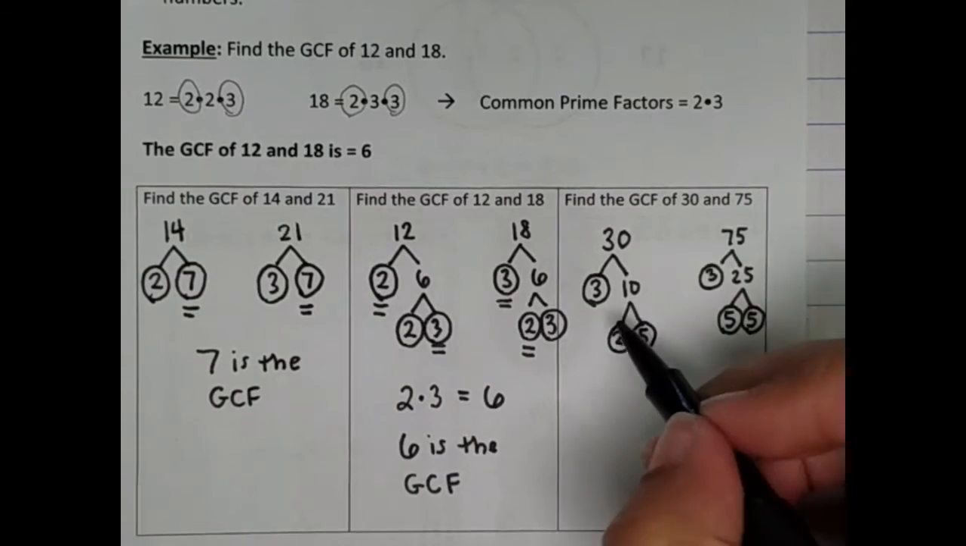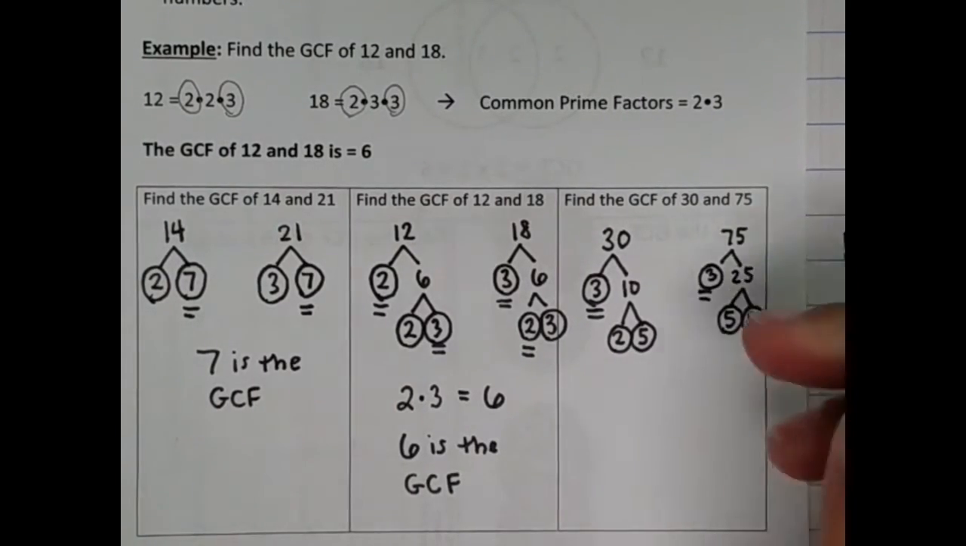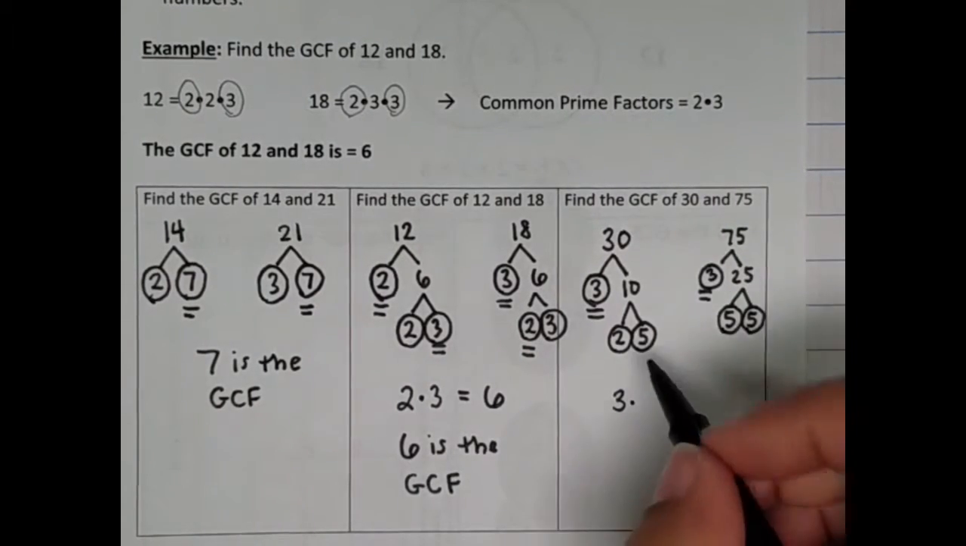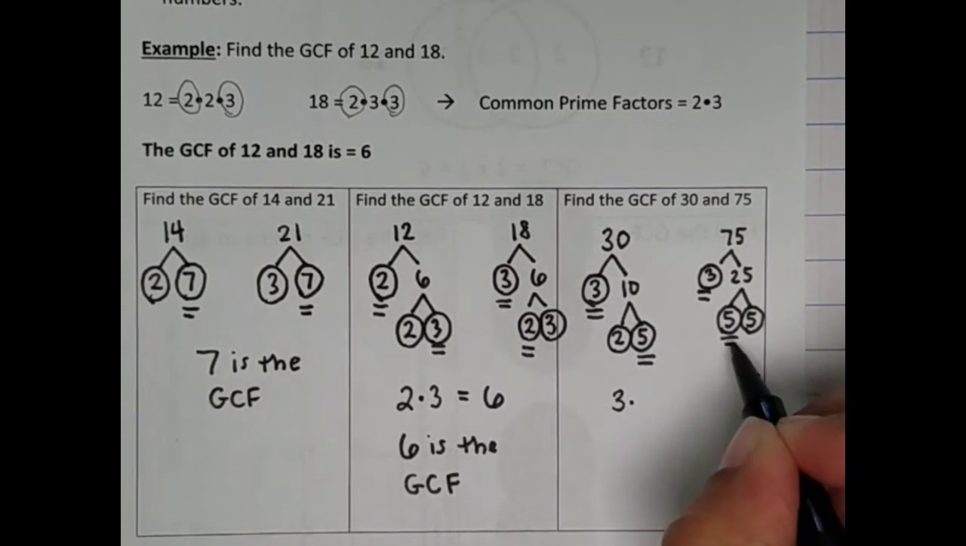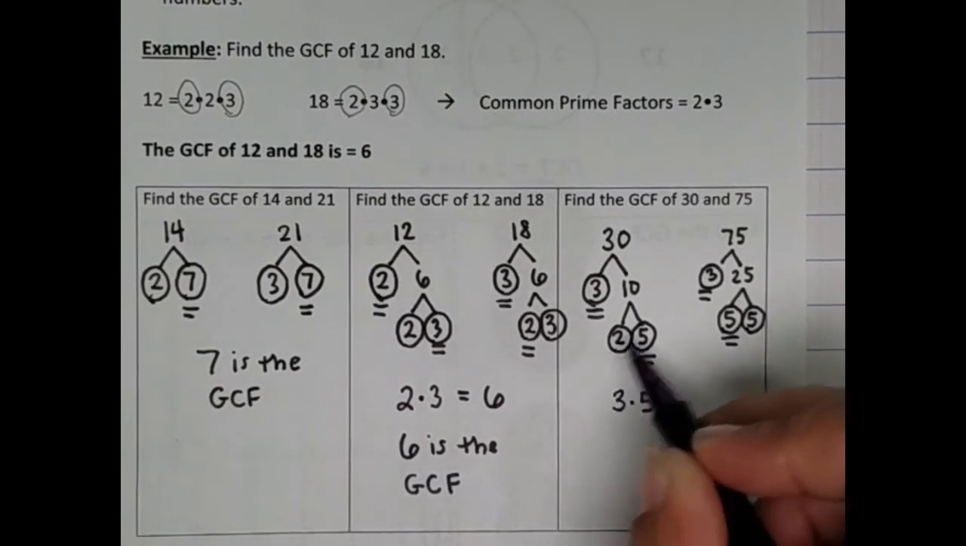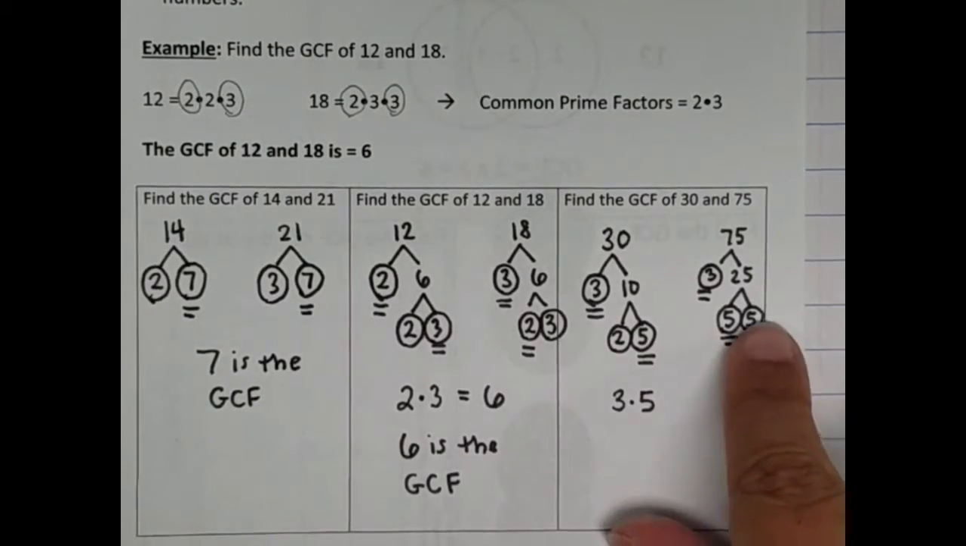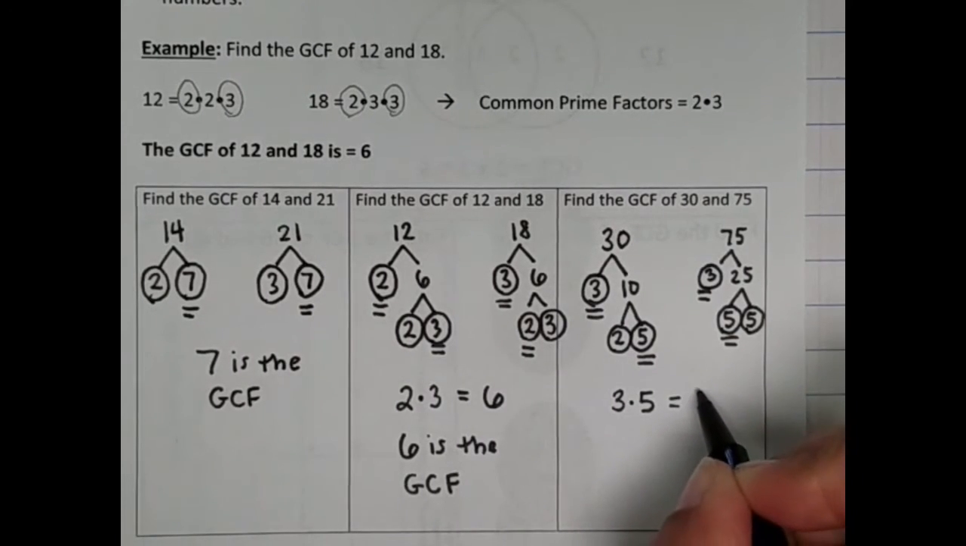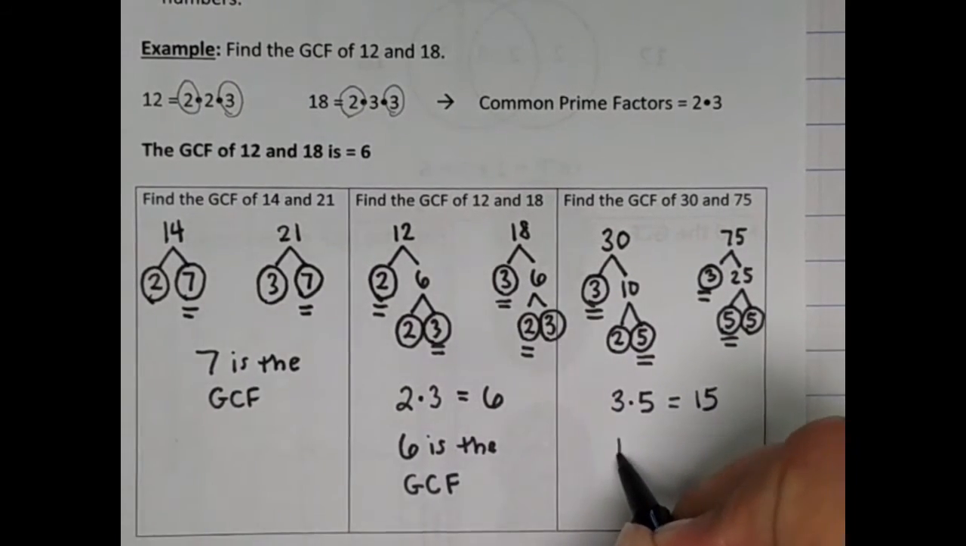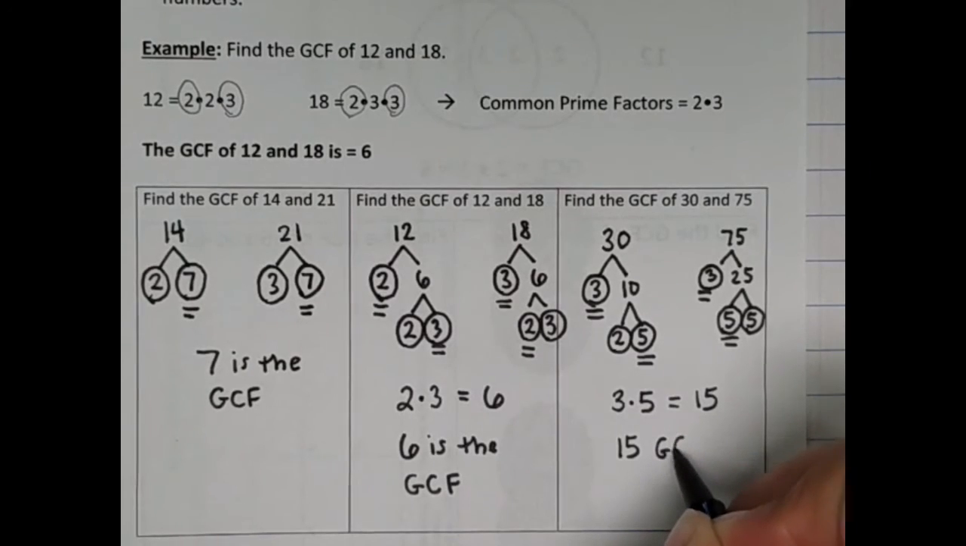I'm going to underline what they have in common. They both have a 3. So I'm going to bring that down. They both have a 5. And they don't have anything else in common because that's a 2 and that's a 5 and those aren't the same. So that gives me 15. So 15 is the GCF.